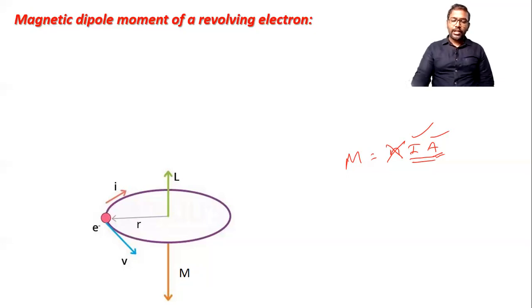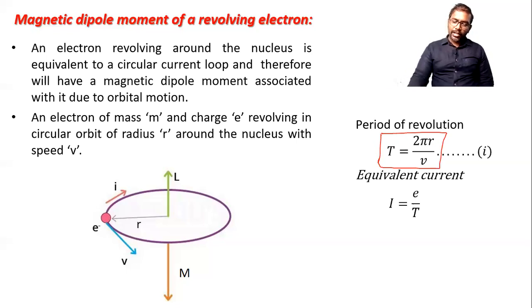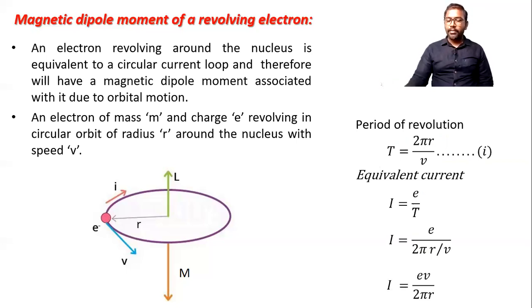Now how do we find this circulating current first? We write first the period of revolution of the revolving electron. In circular motion we already learned that the period of revolution is 2 pi r by v. Then the equivalent or circulating current produced by this revolving electron is current equals charge by time. The charge on the electron is e and the time is capital T. Substituting this T, after substitution we get the current as ev divided by 2 pi r.